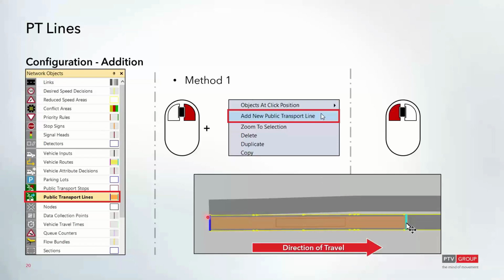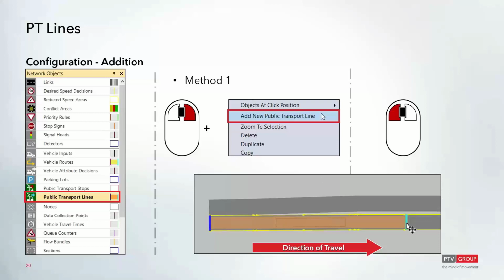So this will show up as this dark blue point. And this is always going to be placed at the very beginning of a link. So no matter where you click, if you try to add it in the middle, it's always going to push it to the starting point, just like a vehicle input would, where they both start at the very beginning of the link itself.